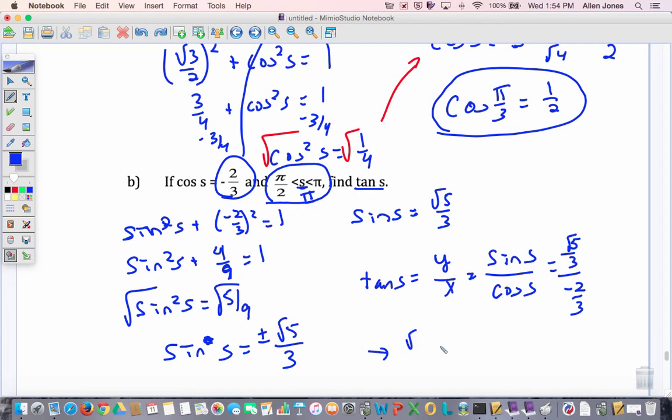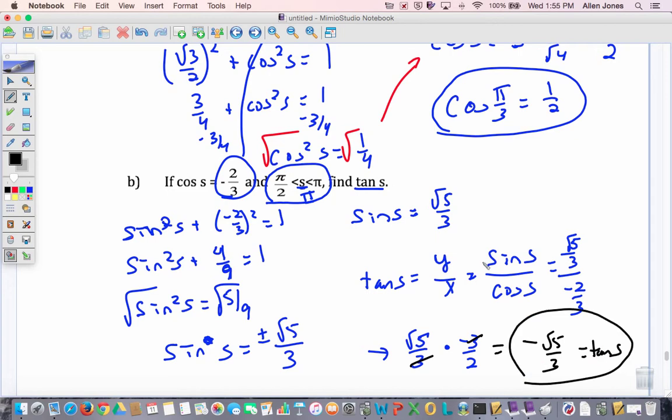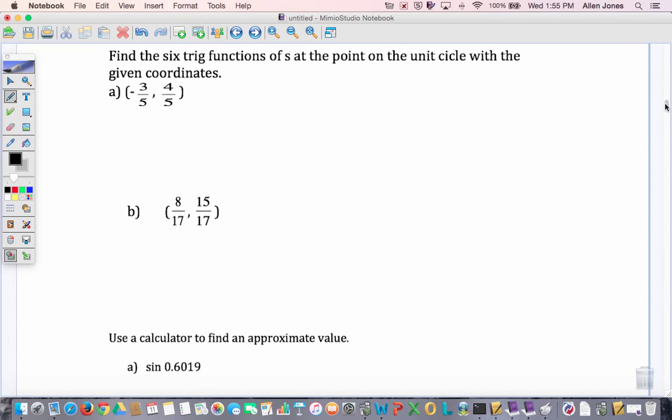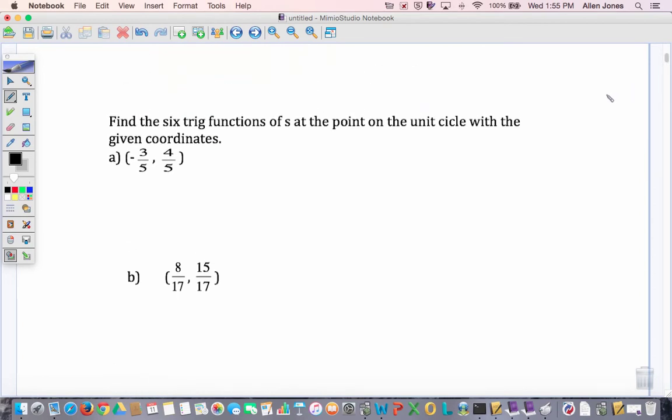Square root of 5 over 3 divided by negative 2/3. And we all know when we divide with fractions, we multiply by the reciprocal. So square root of 5 over 3 multiplied by negative 3/2. I hope we'd all agree that the 3's will cross cancel, and our value is negative square root of 5 over 3 for the tangent of S. Okay, so we zipped through the algebra involved there. Just another example of our identities and using some of our trig functions.